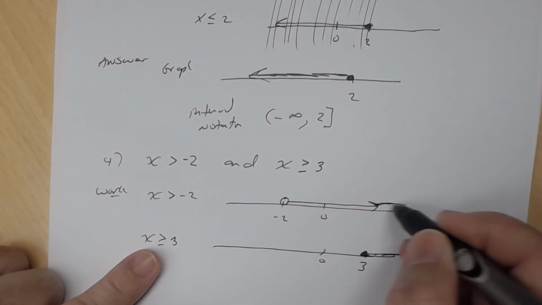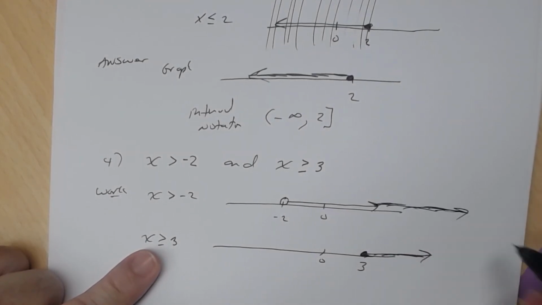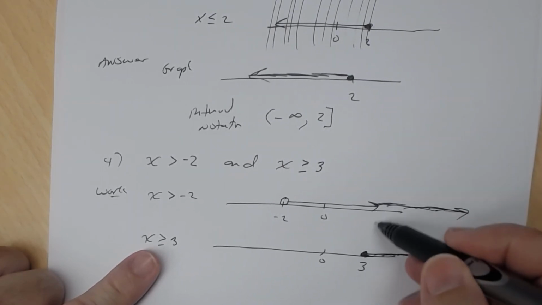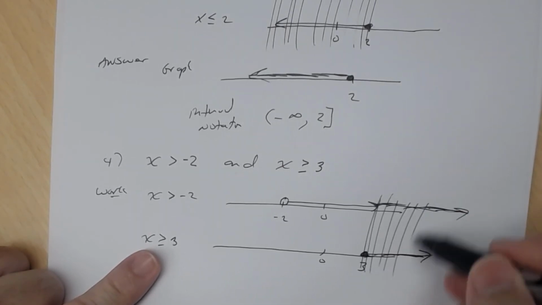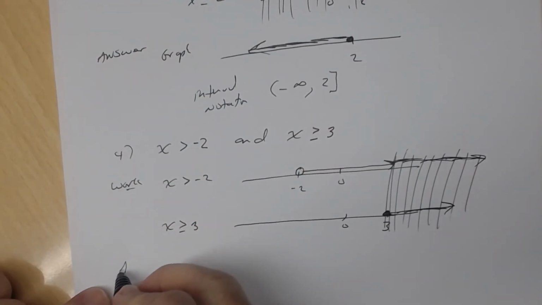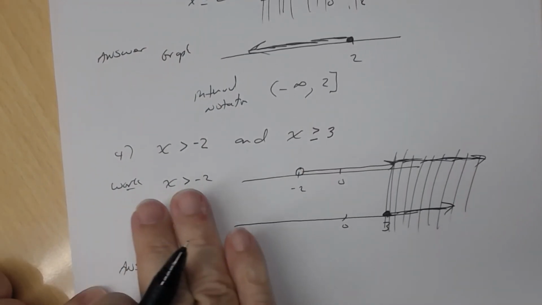So let me go ahead and shade this a little bit further. All right, so where the two graphs intersect is what you've got to ask yourself, where they overlap. So they overlap from 3 all the way to infinity. So your answer, remember this is your work right here.